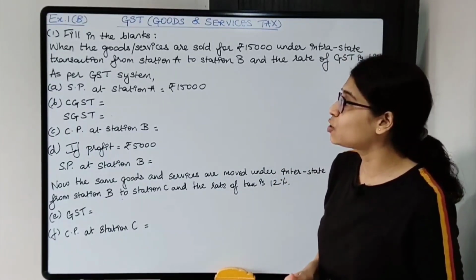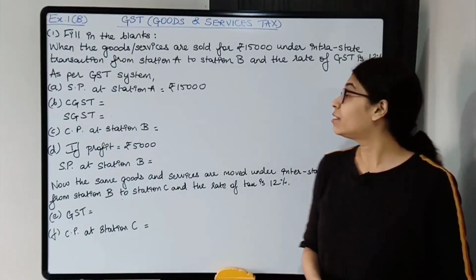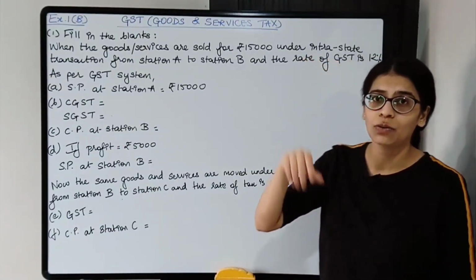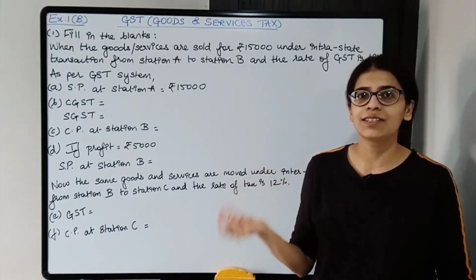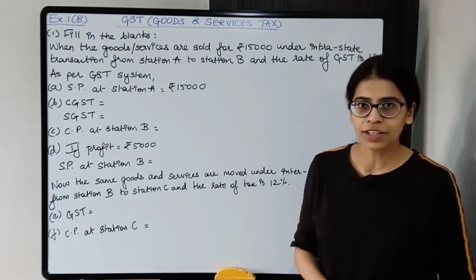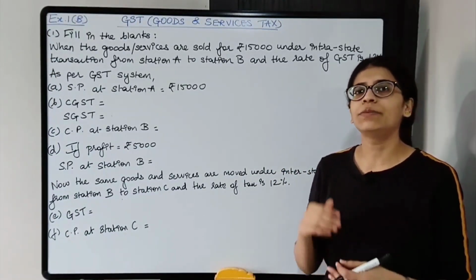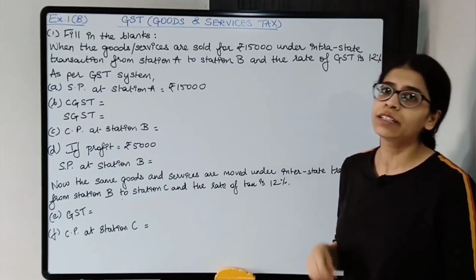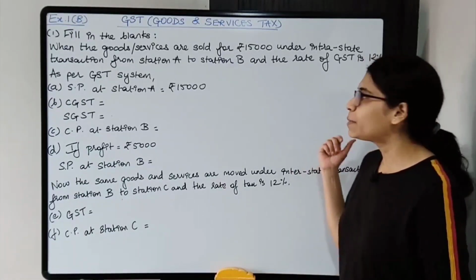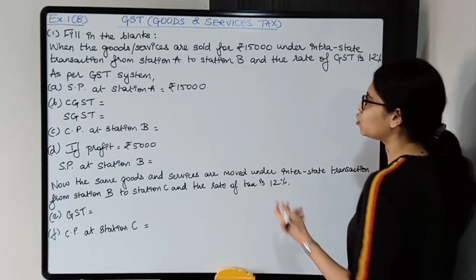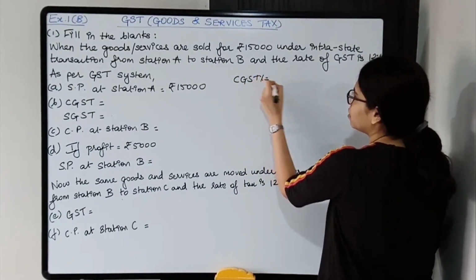B, we have to find CGST and SGST. Now it is an intrastate transaction. Over here I forgot to mention, intrastate question में दिया हुआ है. So intrastate means within the same state. Okay, so for such a case CGST and SGST is applicable. Alright, so always read the question carefully. Now CGST and SGST, it will be 6% and 6%. You always split the GST into two equal parts, okay, for intrastate transaction. So 12% hai, so 6 is CGST and 6 is SGST. So CGST is 6%.